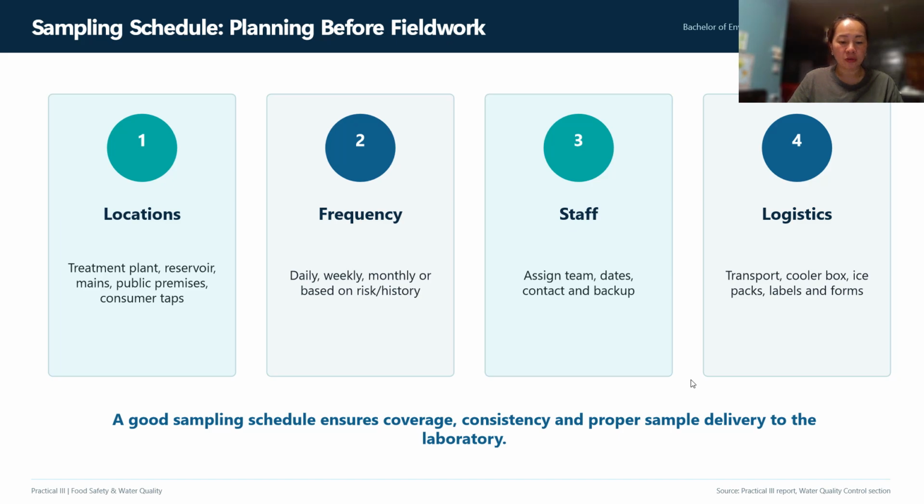Before conducting water sampling, a proper sampling schedule must be prepared. First, we identify the sampling locations such as the treatment plant, reservoir, water mains, public premises, and consumer taps. The frequency of sampling can be daily, weekly, monthly, or based on the risk and previous results. The team, date, transportation, cooler box, ice pack, labels, and forms must also be prepared. A good sampling schedule helps ensure the samples are representative and delivered properly to the laboratory.